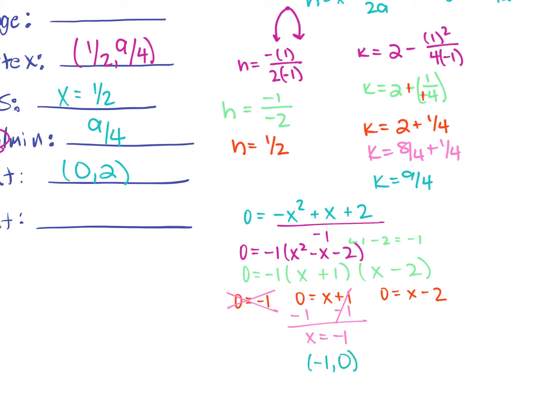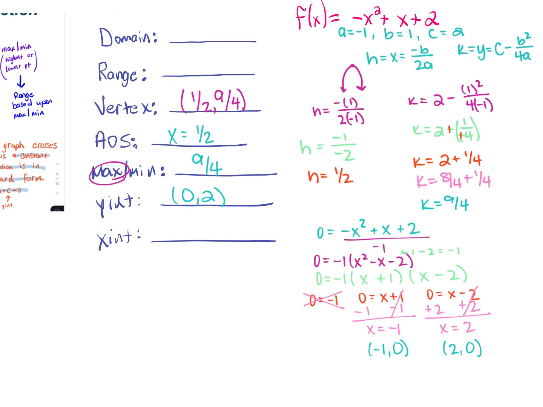Negative 1, 0. For x minus 2 is equal to 0, add your 2 over. That's going to give you x is equal to 2. So the ordered pair for your x-intercept for that one is 2, 0.